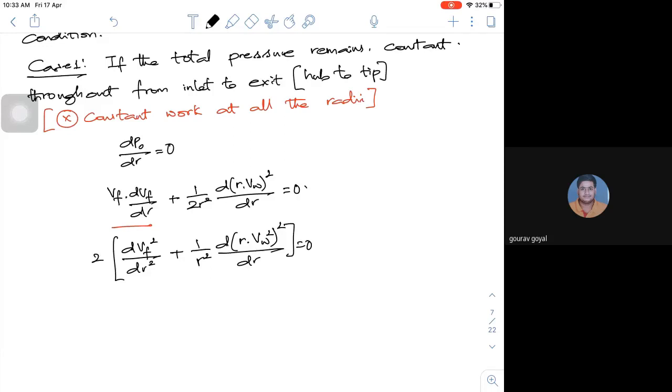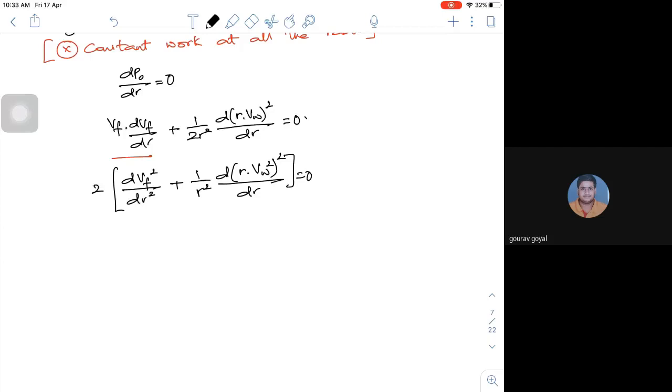So 2 I can bring it down. The same equation I can modify and write it as dVf square by dr square plus 1 by r square into d into r dot Vw whole square by dr is equal to 0. I am calling this equation number 6. So this is the condition where my stagnation pressure remains constant.